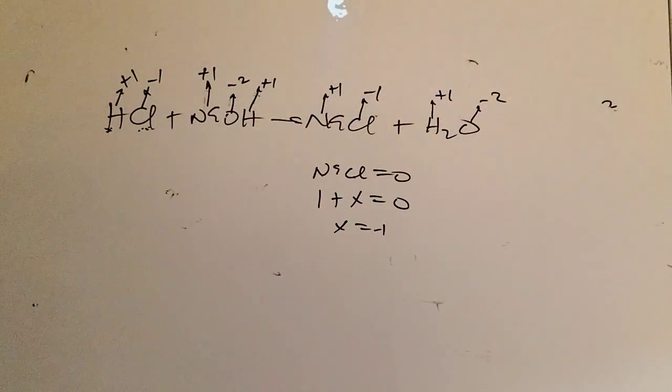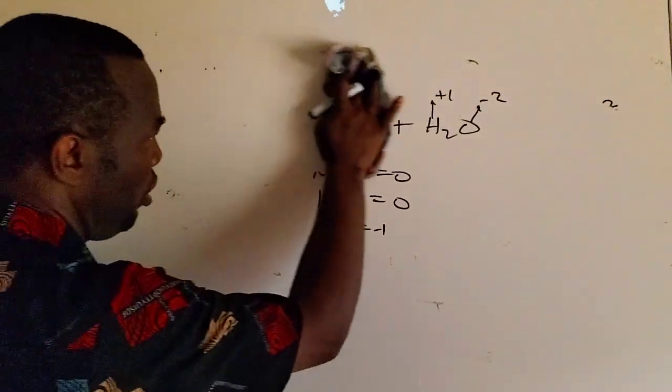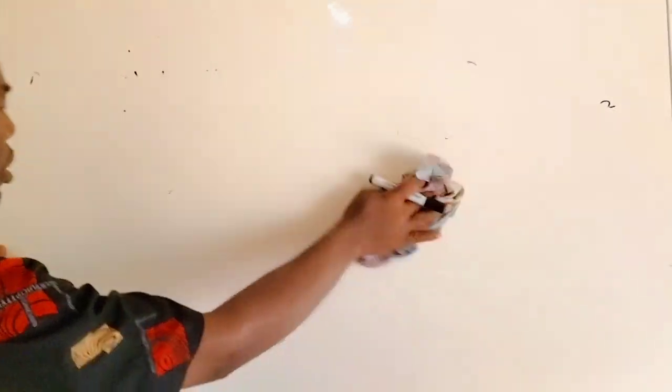That means this reaction cannot be called a redox reaction. You can see how to find out whether a reaction is a redox reaction or not. When you have a redox reaction, there must be a change in oxidation state. Now, having done that, there are some rules you should know.